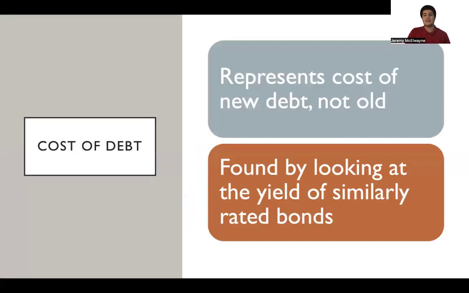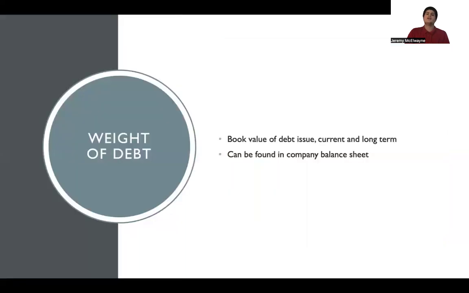The cost of debt represents the cost of new debt, not old debt. You can find this by looking at the yield of current similarly rated bonds, in Royal Mail's case, triple B rated bonds, and the 10-year yield, and this would be the cost of debt. Now, the weight of debt is found by looking at the book value of the debt issue, current and long term weighted the same. This can be found in the company's balance sheets.